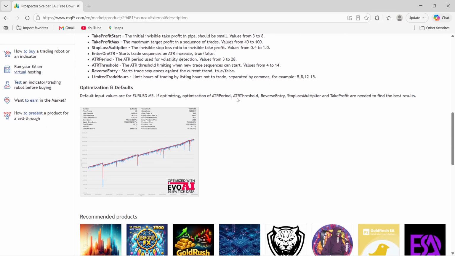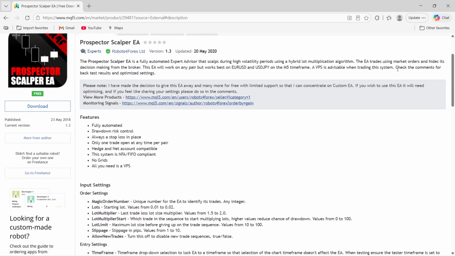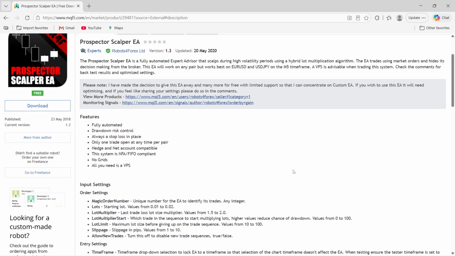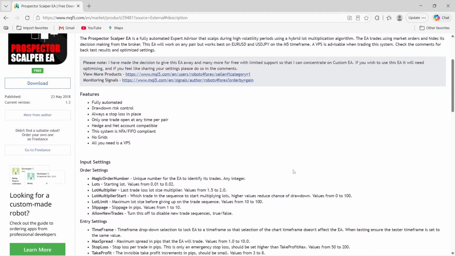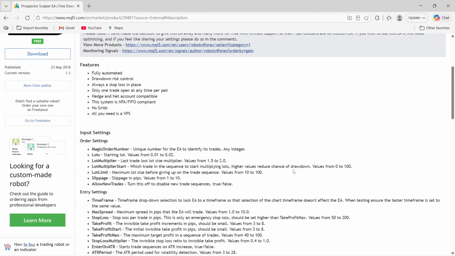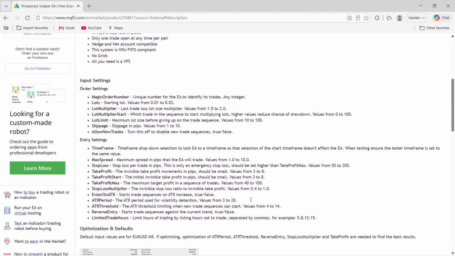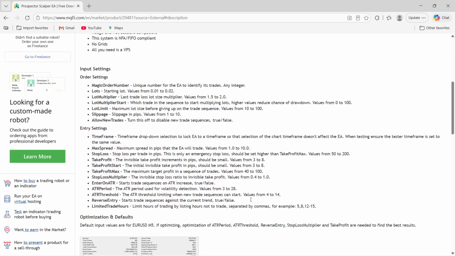Okay, so the developer mentions checking comments for backtest results, as you can see here, and optimized settings. Older signals from the author are referenced, though many of those are from years ago. Overall, the pitch is a controlled scalper that waits for volatility, takes quick profits when it can, and uses smart loss sizing to recover from losses without blowing up the account.